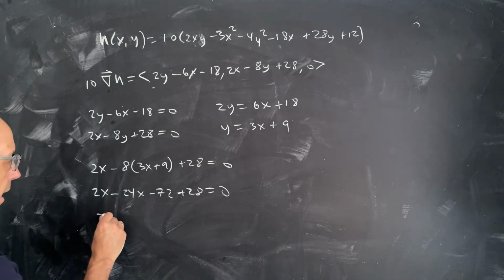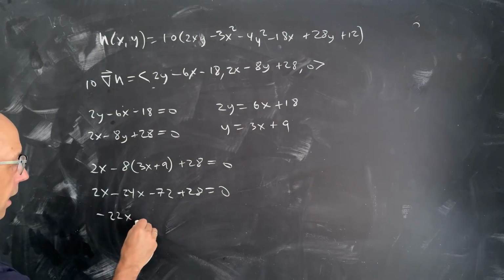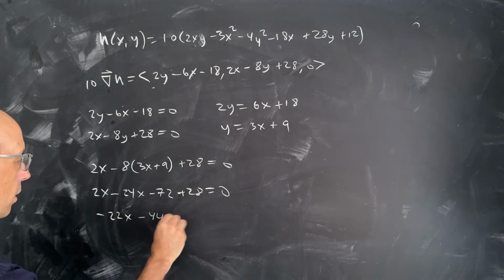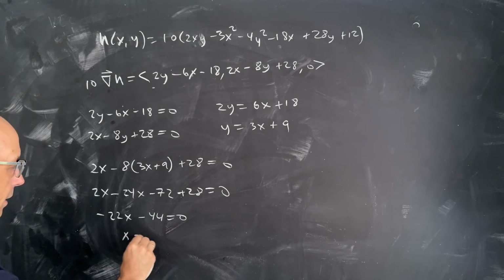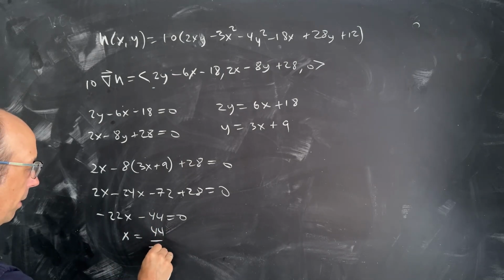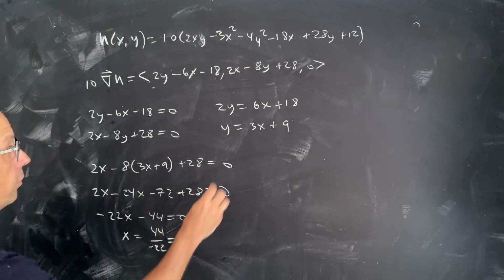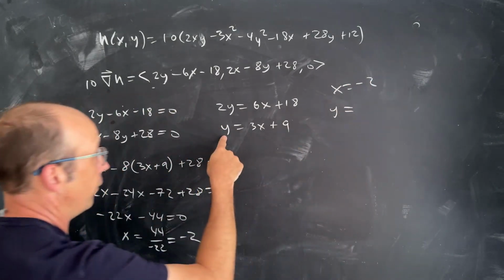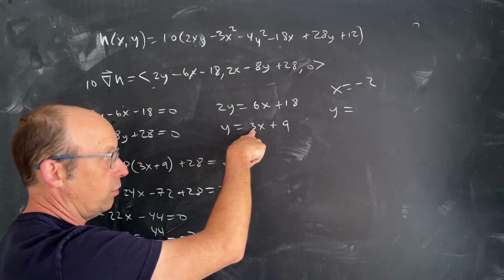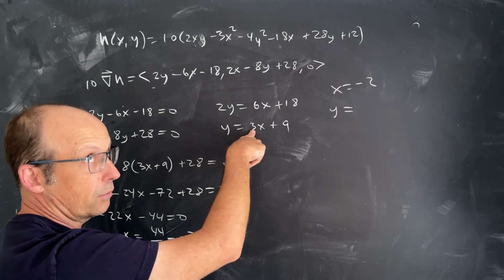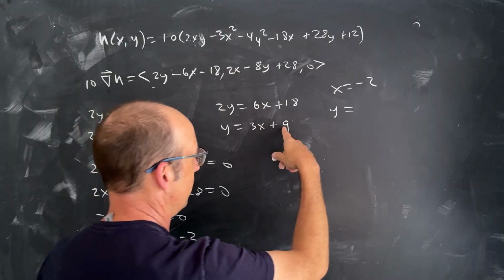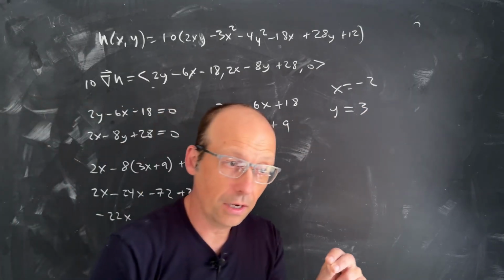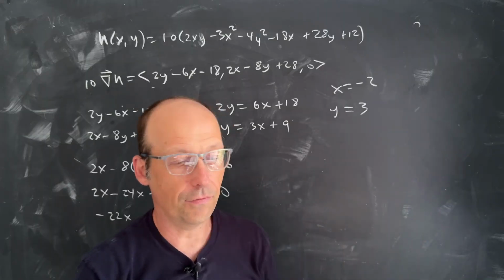So I get negative 22x minus 44 equals 0. So x is going to be equal to 44 divided by negative 22, negative 2. So I'm going to put that right here, x negative 2. So now I can go back over here. Y is going to be negative 2 times 3, which is negative 6, plus 9, so it's 3. So that's the location of, is the video messed up?